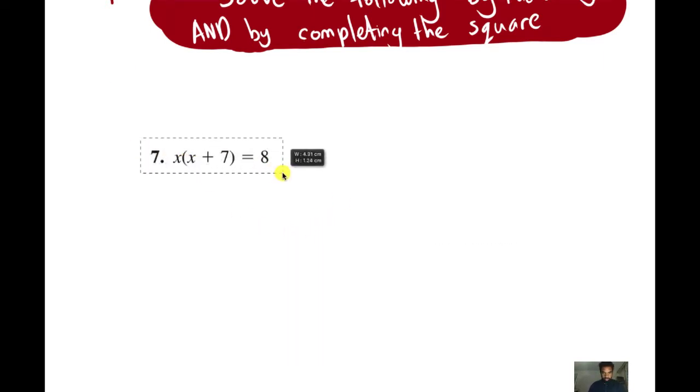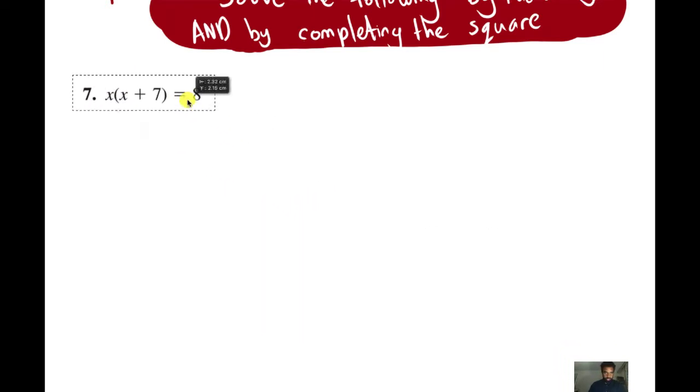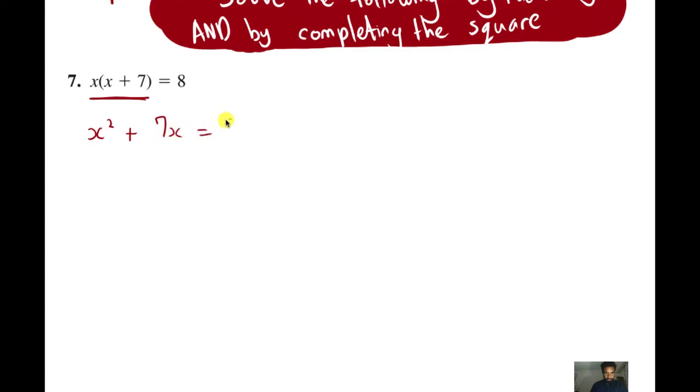Number 7 is an interesting one because it has this weird form, x and then in parentheses. But that should not confuse you. Don't let them bamboozle you with these weird forms. We just expand this term, and so x squared plus 7x is equal to 8. Now, if we wanted to factorize this expression, we would want to move the number 8 over to that side of the equation and then find the factors.